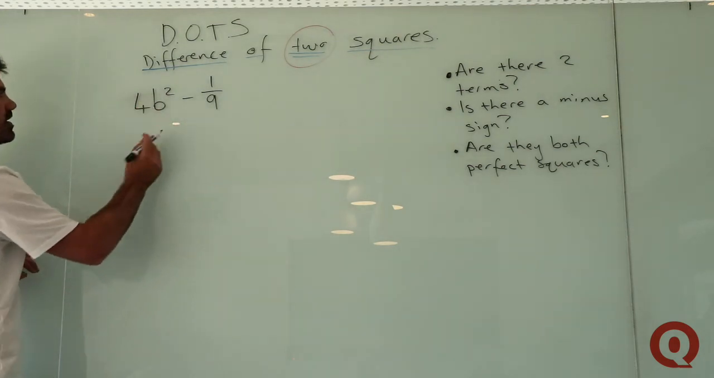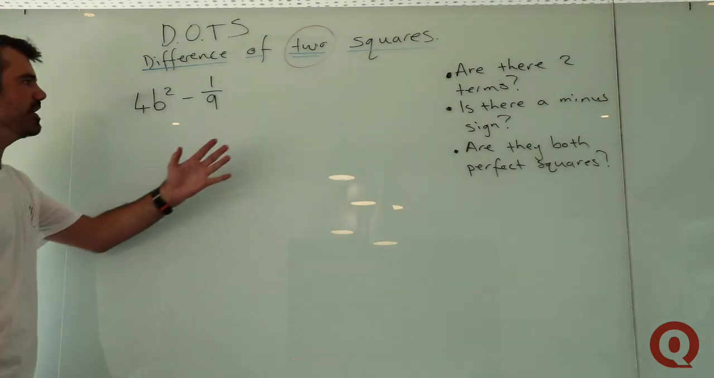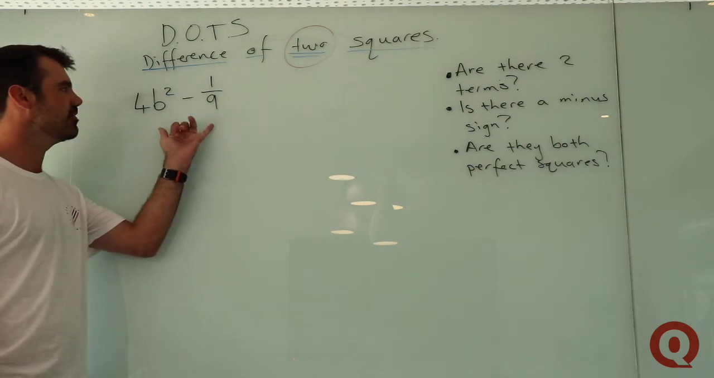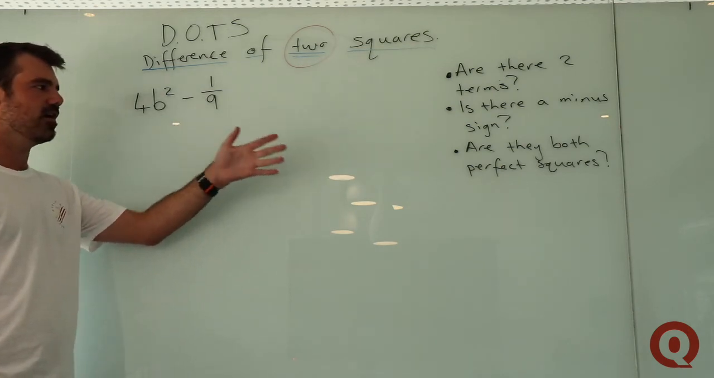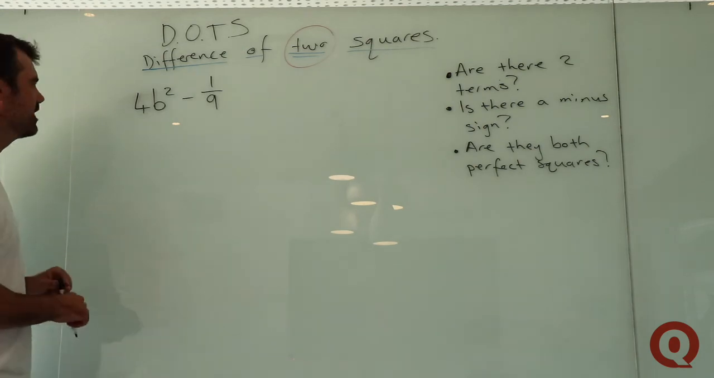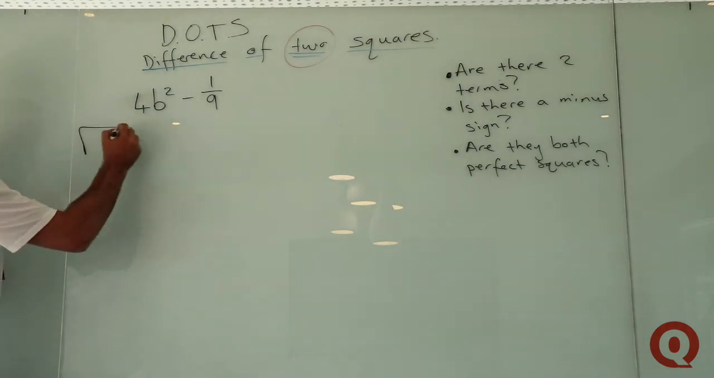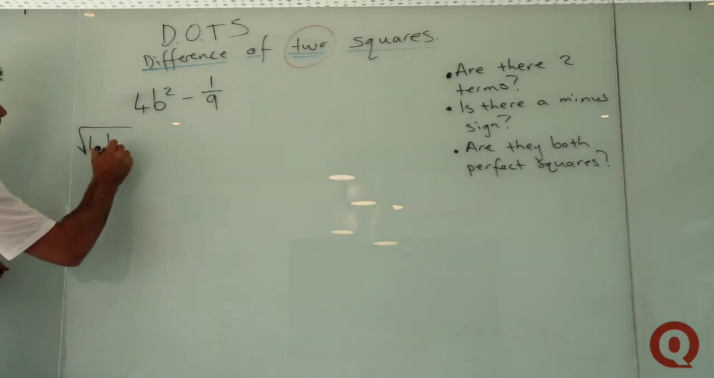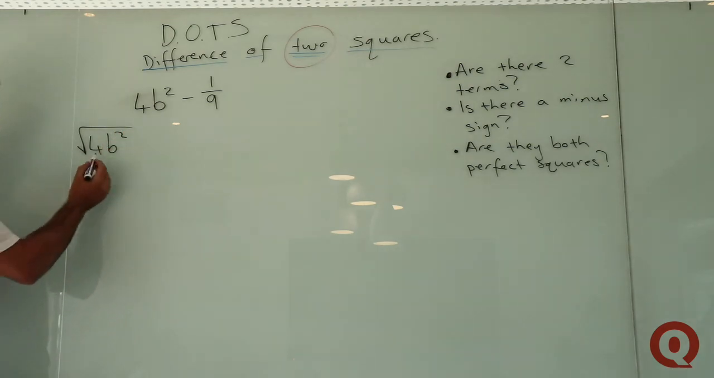So, let's first go ahead and ask ourselves the questions. Are there two terms? Yes, there are. Is there a minus sign? Yes, there is. Are they both perfect squares? Well, let's investigate. 4b squared, if I put that into a square root sign, am I able to find the square root? Well, the square root of 4 is 2. Deal with my coefficient first.